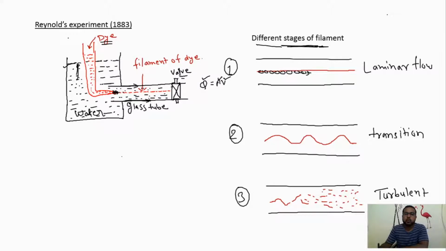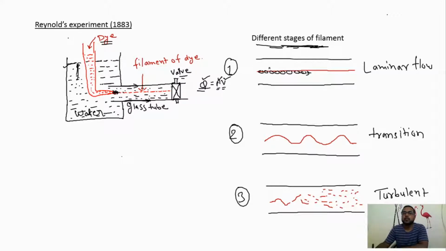Whenever the valve is open partially, the discharge is low. At that condition, as the area is constant, the velocity is also low. Based on this, whenever he opened the valve, he found different figures of the dye filament. Here, we have shown the different stages of the filament.